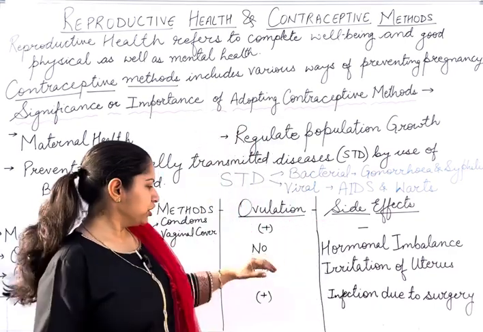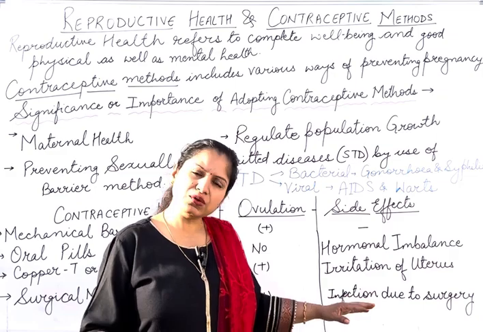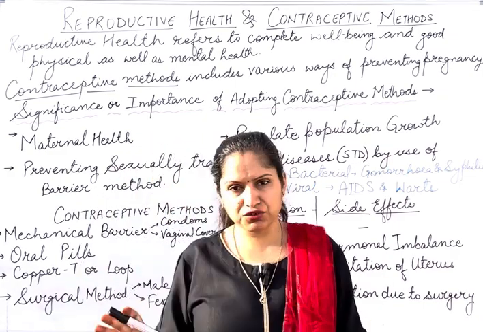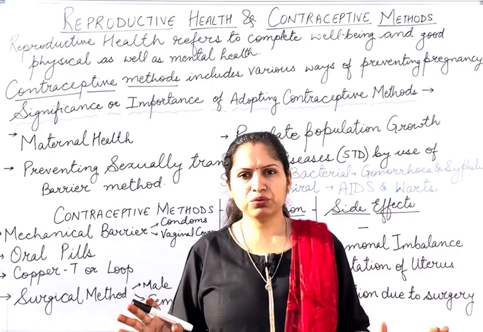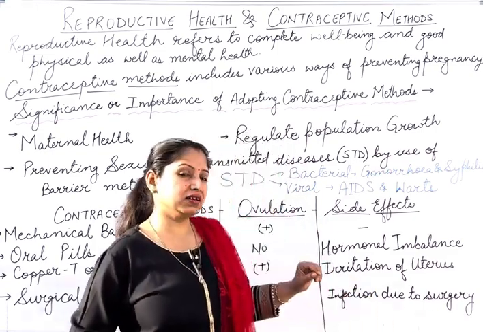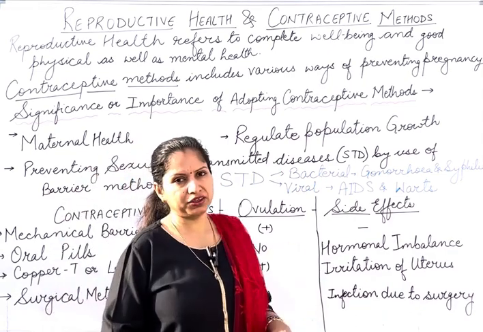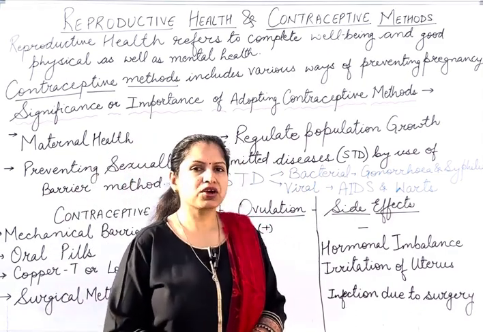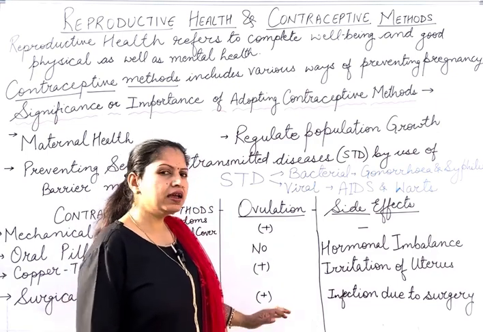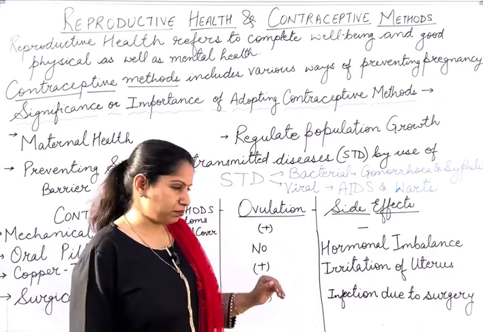So will the ovulation be there? Yes, ovulation still will be there. It will not be having any problem with the hormonal balance of the body. Hormonal balance of the body will be still maintained. So just remember, hormonal balance is disturbed only by the use of oral pills, because it affects ovulation. In all other methods, ovulation will be there and there will be no hormonal imbalance.